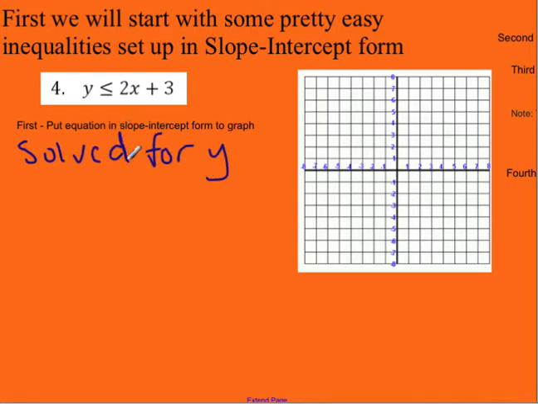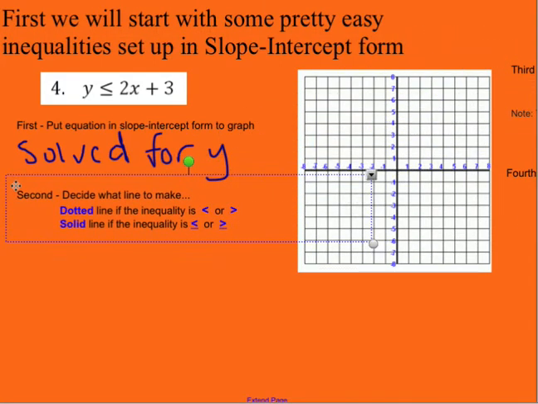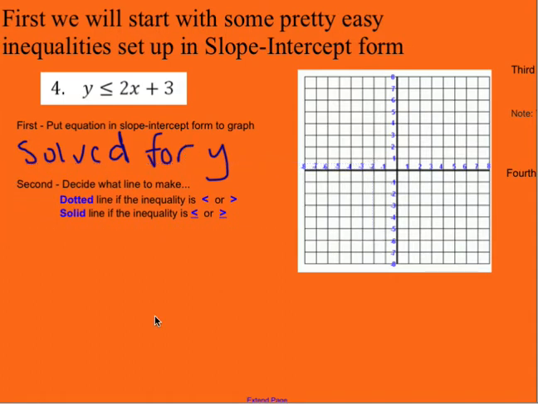Okay? Then, so we look at number 4. That's already true for number 4. Let's take a look at our second step. Our second step is to decide what line to make. Okay, so this is really, really important. This is the most important part of the notes today.